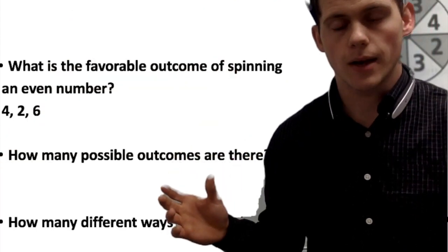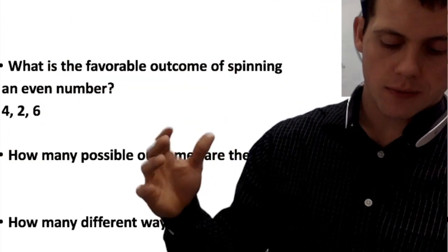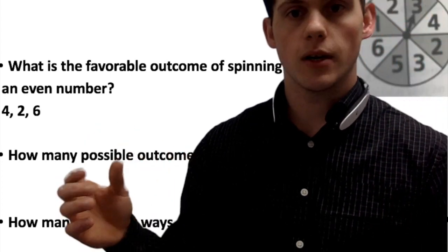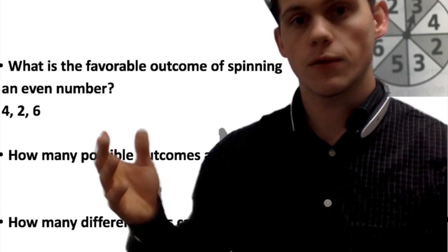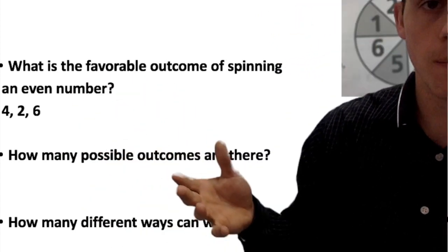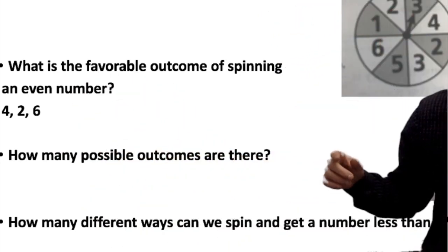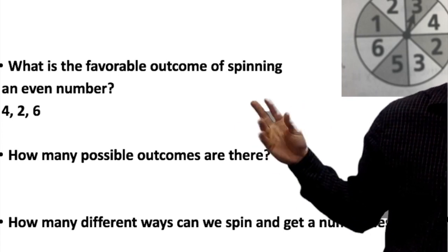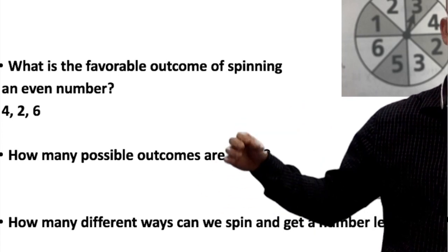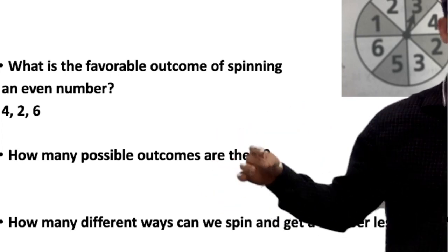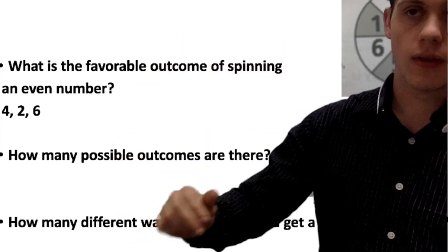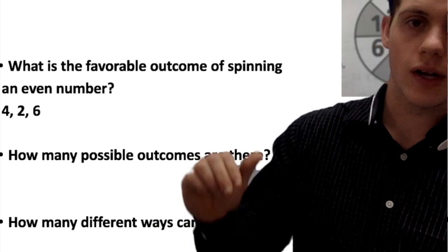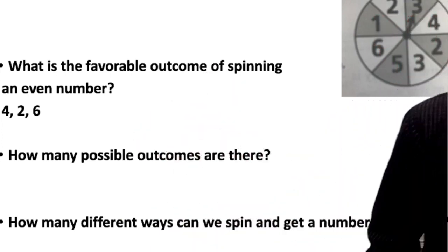So our last problem asked, how many different ways can we spin and get a number less than 4? So that means that we have to find a number less than 4 on our spinner. So if you look at it, we have a 1, a 2, a 3, and then if you go around, 2 and a 3. That's 5 different options that we have to get less than 4. So therefore our answer is 5 different ways.